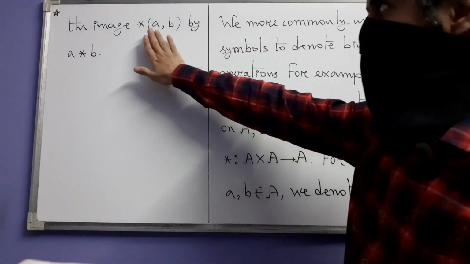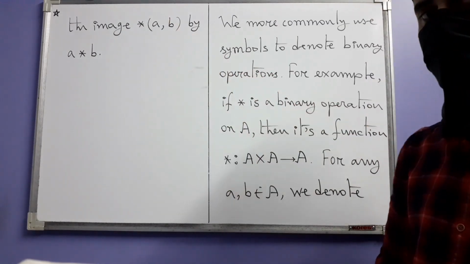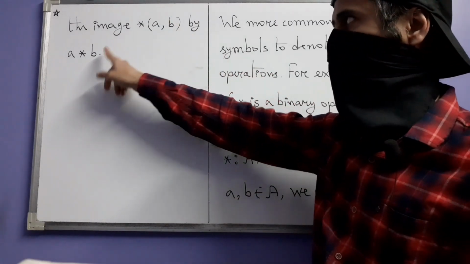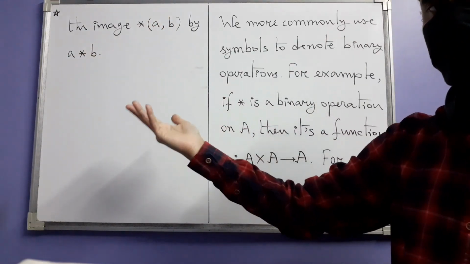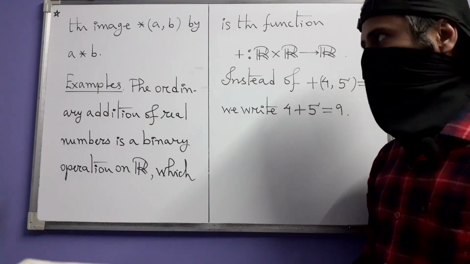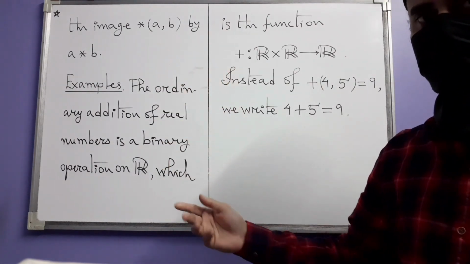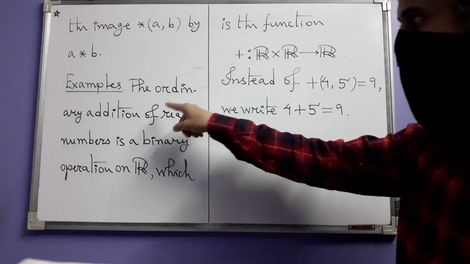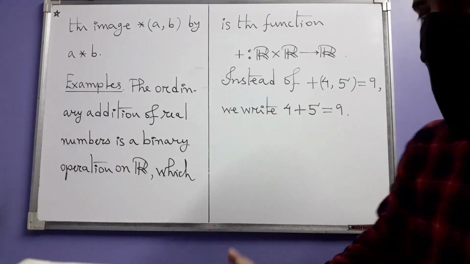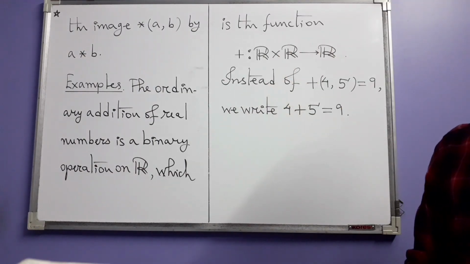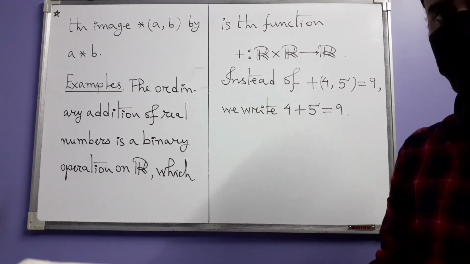Now we don't normally use this notation because it has some unnecessary things. Things can be simplified like this. Instead of writing the image like this, we normally write, or more commonly write, a star b. Considering the source of that definition, the first example is natural because it's just the addition of real numbers. The ordinary addition of real numbers is a binary operation on the set of real numbers, which is just this function. So here itself you note that we use a symbol instead of using a letter.